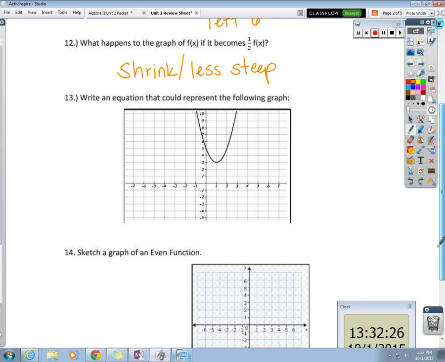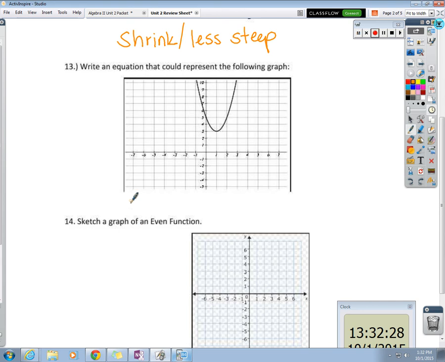Number 13. Write an equation that could represent the following graph. Okay, well before we just start trying to write the equation y equals blah blah blah, tell me what you notice about the graph. What are some characteristics you notice? Okay, it is quadratic. It's positive. Okay, with it being quadratic, what does that mean we have to put in the graph? X squared. Okay, and positive means that it's going to be a positive x squared.